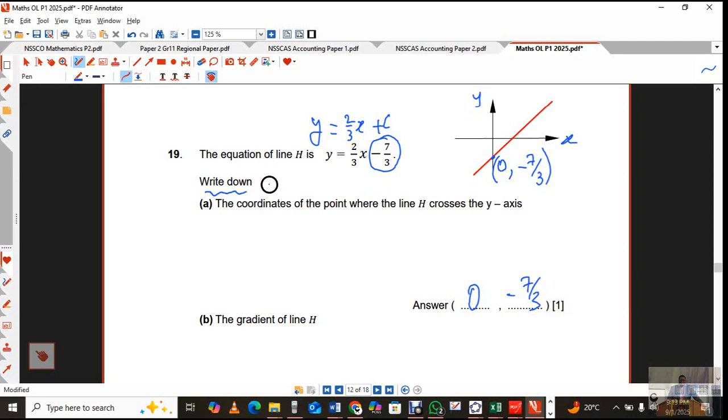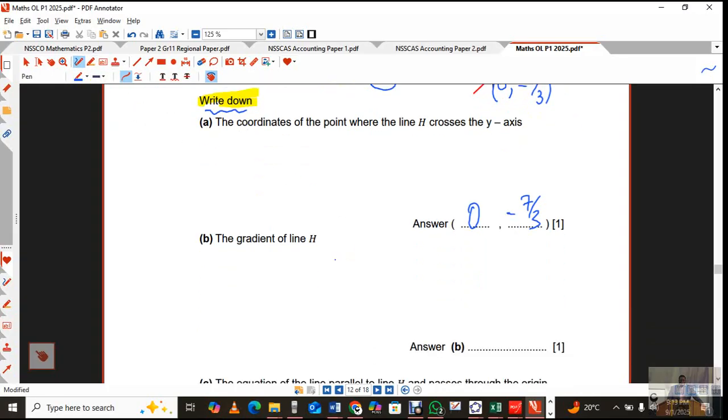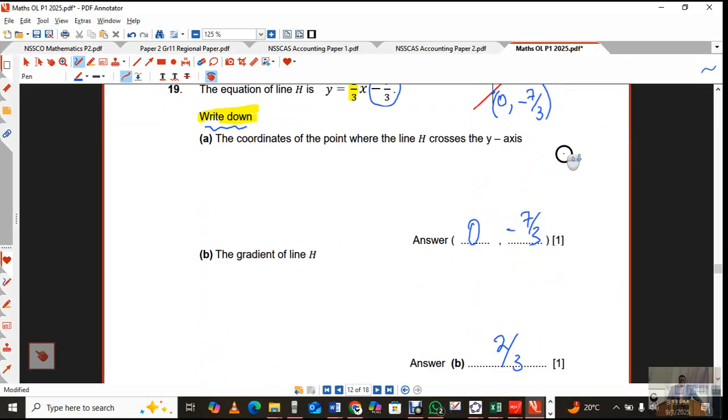Then they ask you what is the gradient. The gradient is obviously going to be that value of m. If you have this in gradient-intercept form, the m is the gradient, and the m is, you guessed it, 2 over 3. The instruction is still write down, there's no calculation involved. The gradient, m is equal to 2 over 3. Or if you don't want to write the m, just write 2 over 3. That's what you have. Do not change it to a decimal.